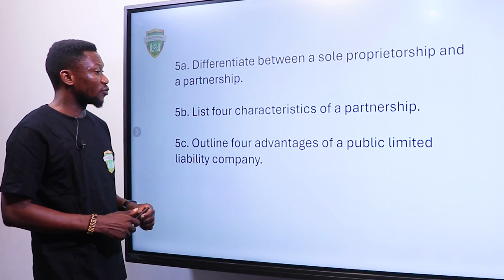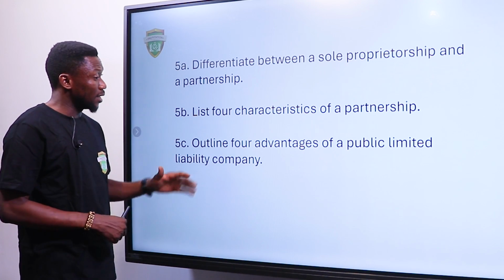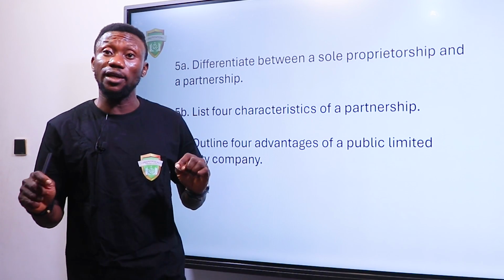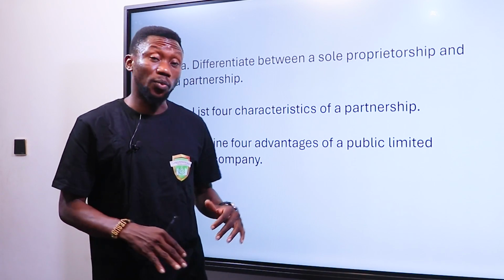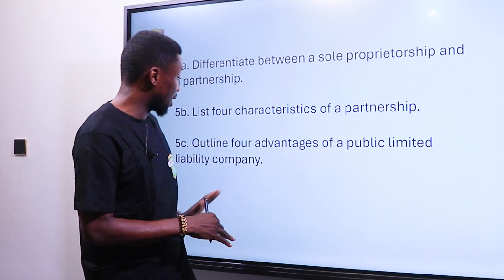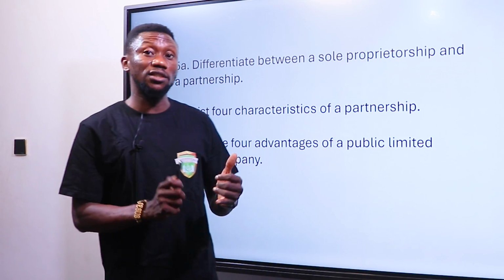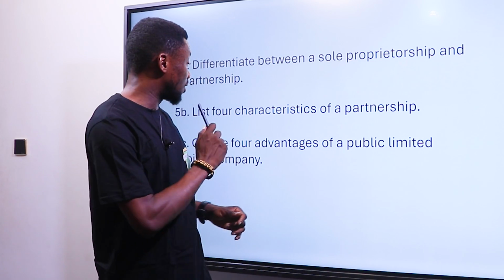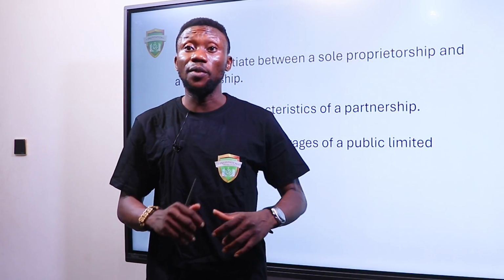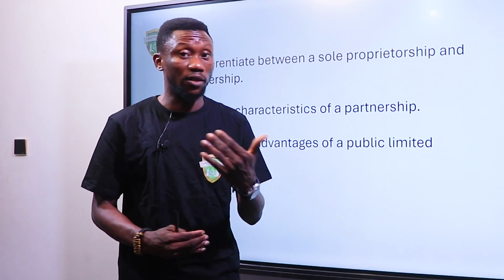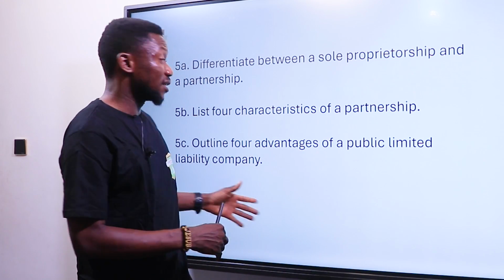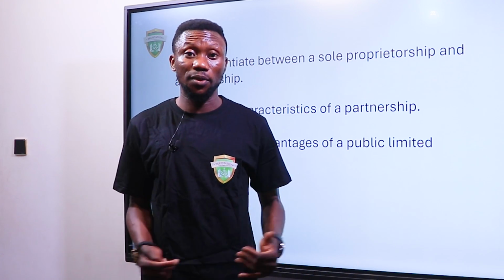Outline 4 advantages of a public limited liability company. This is a company whose shares are traded publicly. So a public limited company is a company that has limited liability. So one advantage there is that they can raise capital through shares sold to the public. Another advantage there is that they can make so much profit because they have high investment. And number 3 is that they can also sell their shares to the public to raise more capital.